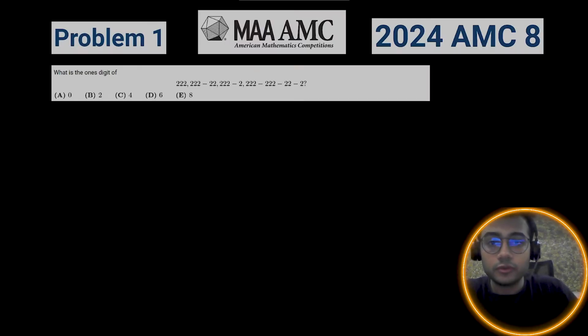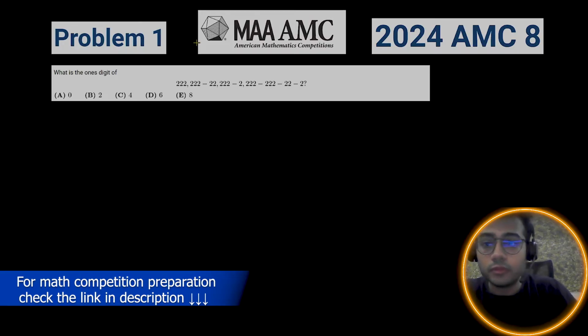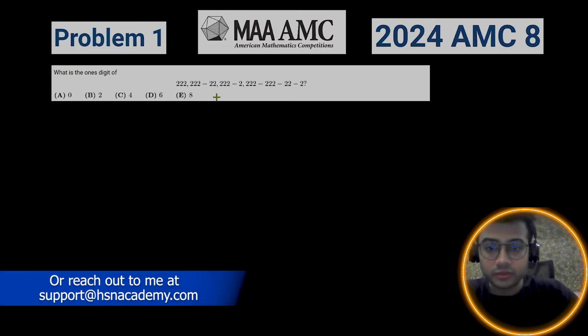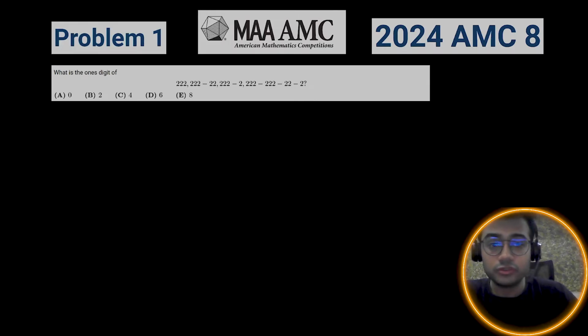Let's dive right into the problems. Okay, so in this problem, they want us to find the ones digit of this calculation. Now, we don't have to do the whole calculation. There is a much faster, smarter way, and that is using modular arithmetic.